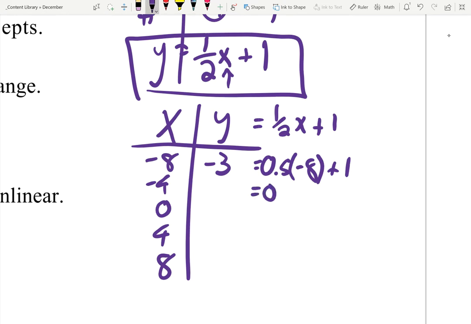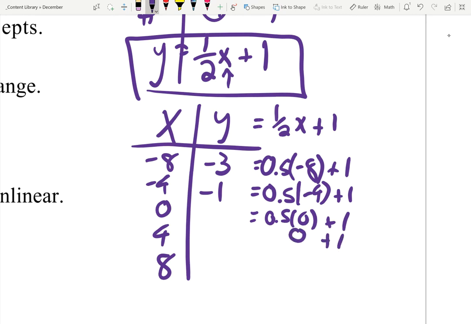Now, let's plug in negative 4. So 0.5 or 1/2 times negative 4 plus 1. So again, think of this as half of negative 4. Half of 4 is 2, and since it's a negative, this means it's negative 2. And then don't forget the plus 1 at the end. Negative 2 plus 1 is negative 1. Okay, so there's that one. Now plug in 0. So 0.5 times 0, or essentially half of 0. We should know this. That is 0. Then, of course, 0 plus 1 is 1.